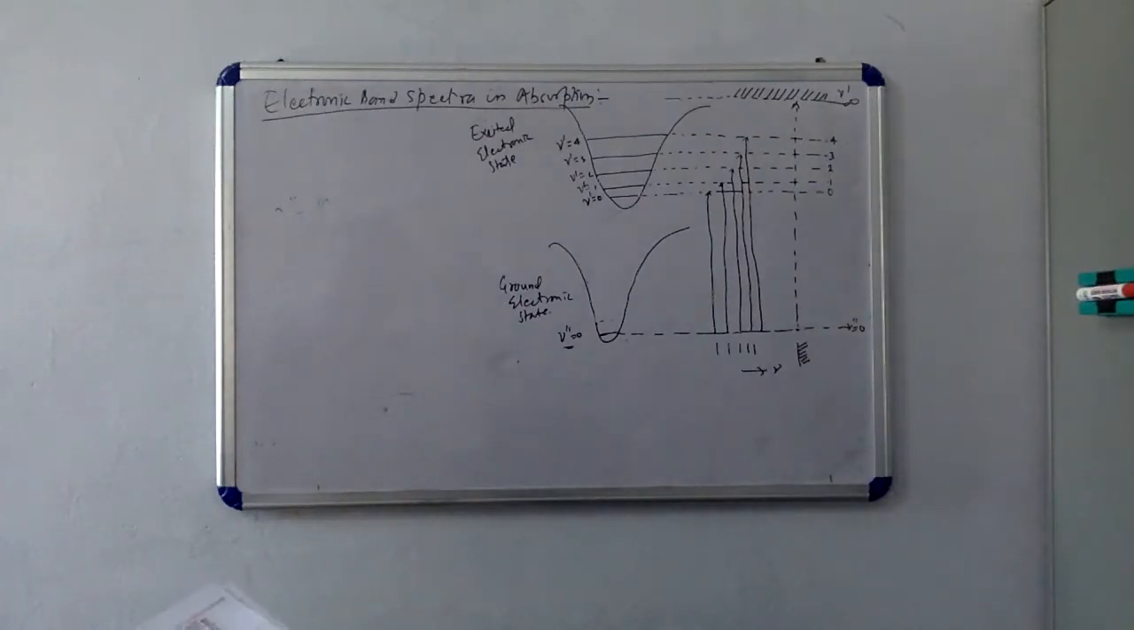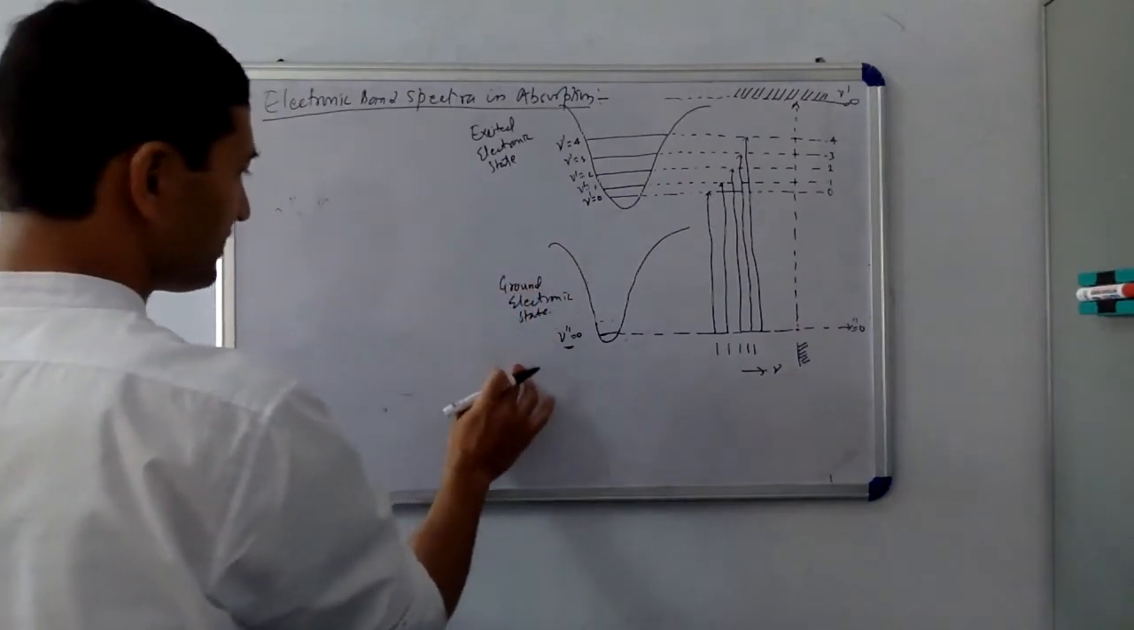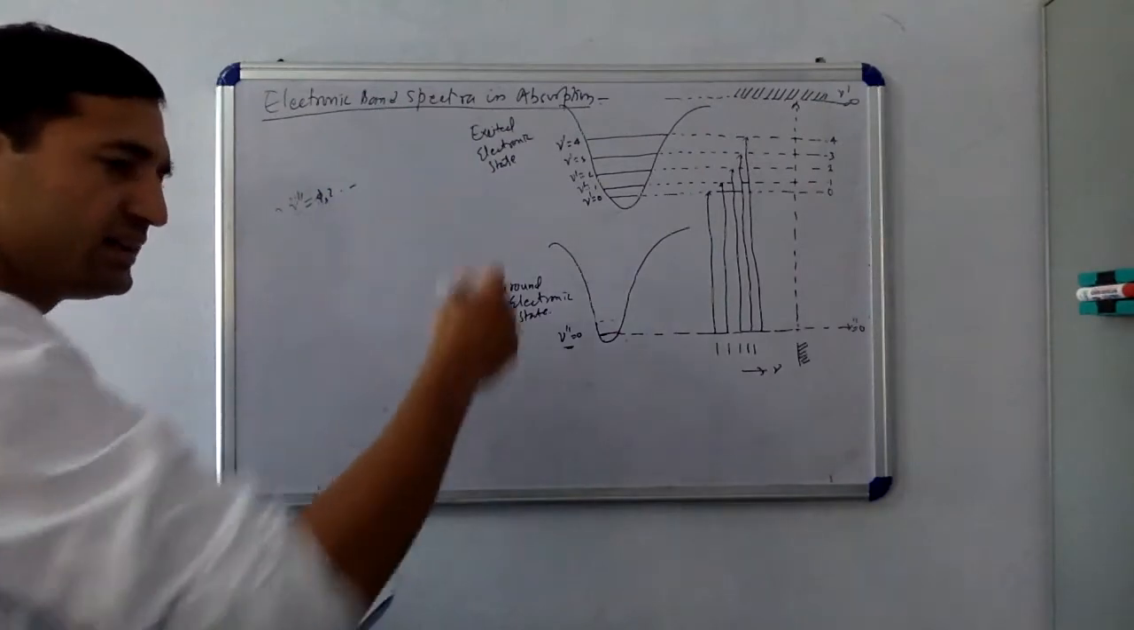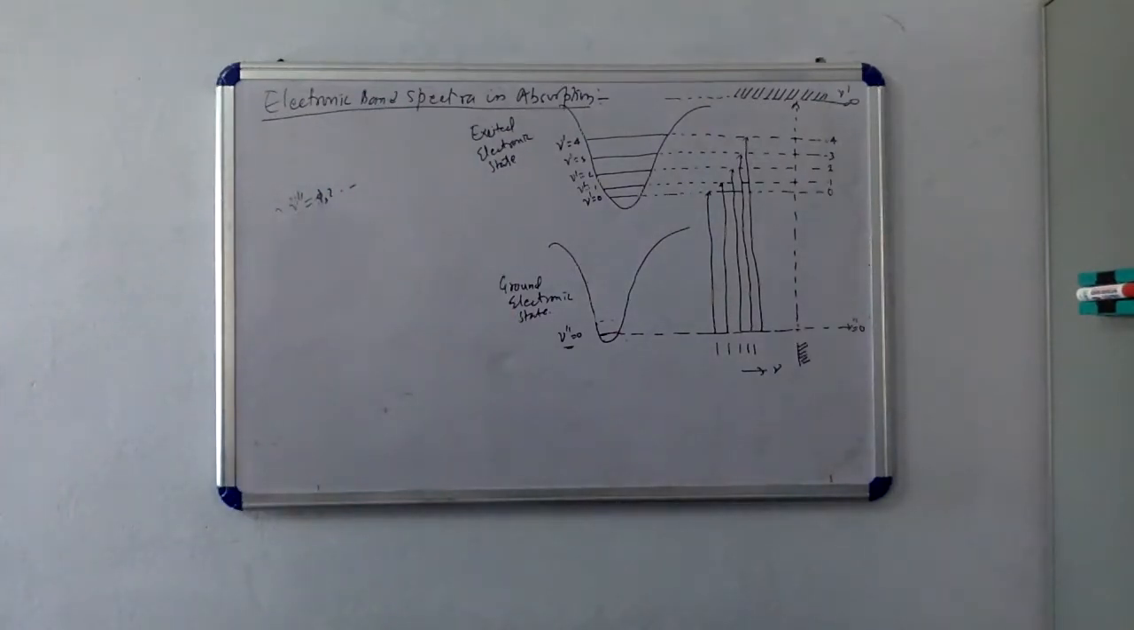So the ground state progression corresponding to ν″ appears very small. If I check the progression corresponding to the ground level, ν″ equal to 1, 2, 3 and so on, these will be very weak. It's very difficult to observe.